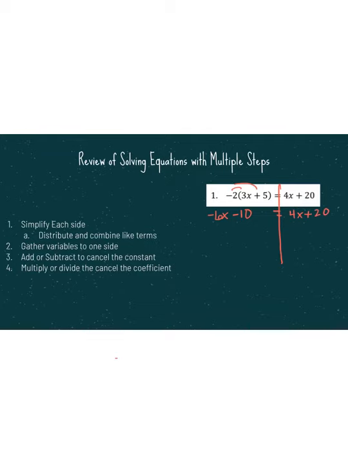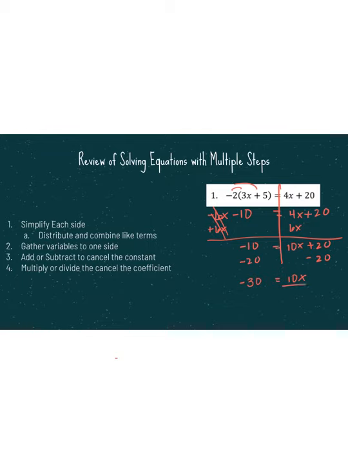Okay, because I have a -6x and I don't like to work with negatives, I'm going to add 6x on this side. If I add 6x there, I have to add 6x here. That cancels these two. So now I have -10 equals 4x plus 6x is 10x plus 20. So I'm going to get rid of that 20 on this side. If I get rid of 20 over there, I have to get rid of 20 over here. Okay, so -10 minus 20 is going to give me a bigger negative number. So that's going to give me a -30 equals 10x.